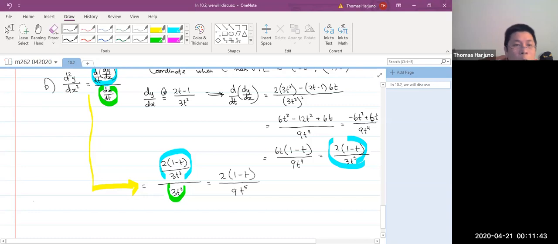Now then, the follow-up question here, which actually is in our book: for which values of t is the curve C concave up?